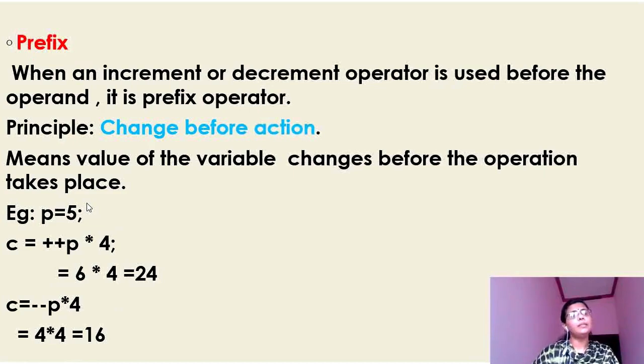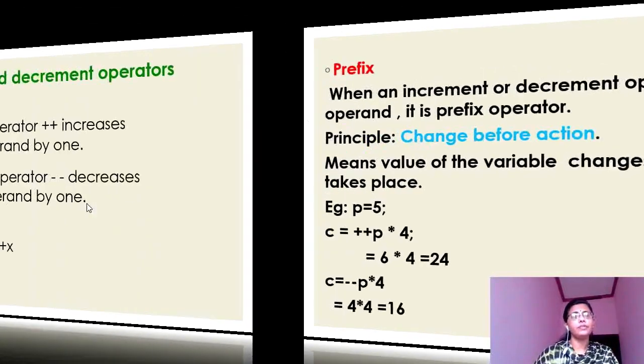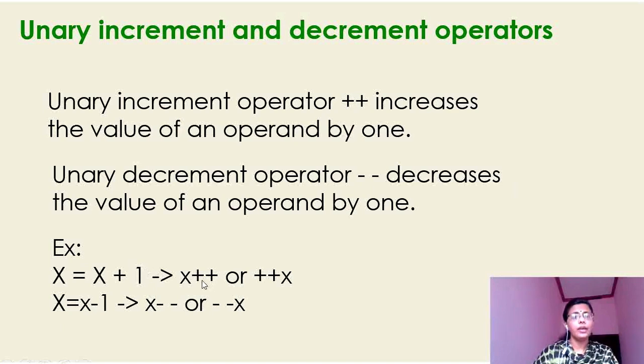Now in the previous slide you could have seen I have written x plus plus. I have also written plus plus x. Here I have written x minus minus. I have also written minus minus x. Now this is only one operand. So whether I give x plus plus or plus plus x, it gets incremented by 1. Similarly, if I give x minus minus or minus minus x, it decreases by 1.